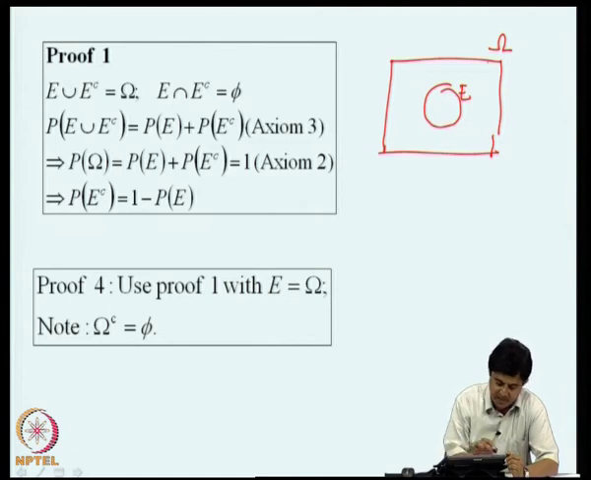You can write the sample space as the union of E and E complement. Now, E and E complement are mutually exclusive, therefore, their intersection is a null set. Therefore, if you write probability of E union E complement, it will be probability of E plus probability of E complement according to the third axiom of probability. This one is the sample space, therefore, according to the second axiom probability of omega is 1, therefore, I get probability of E plus probability of E complement is 1. Therefore, probability of E complement is 1 minus probability of E. So, I am using the axioms to show this; I have used the axioms in 2 places, here as well as here.